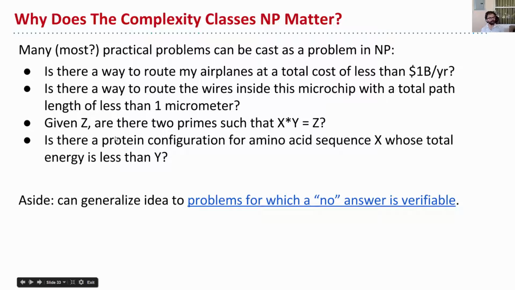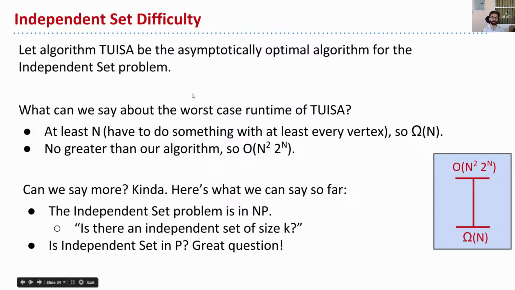Now you may say, what's so special about yes? Why don't we discuss problems for which a no answer is verifiable? There is actually another complexity class known as co-NP, which discusses such problems, but we're not going to discuss them today. Really what I want you to get out of this today is that there are some problems that are easy to solve and some problems that are easy to verify, and that the ones that are easy to verify are very practically useful. Okay, so this brings us back to independent set.